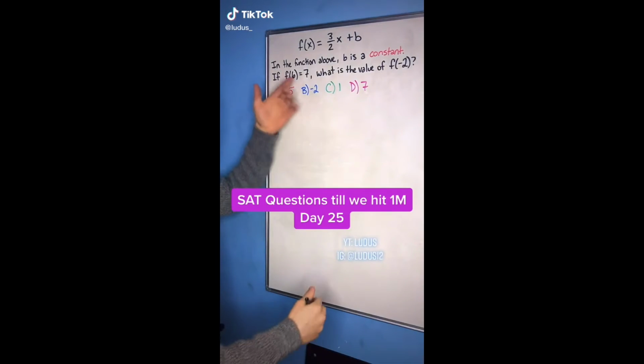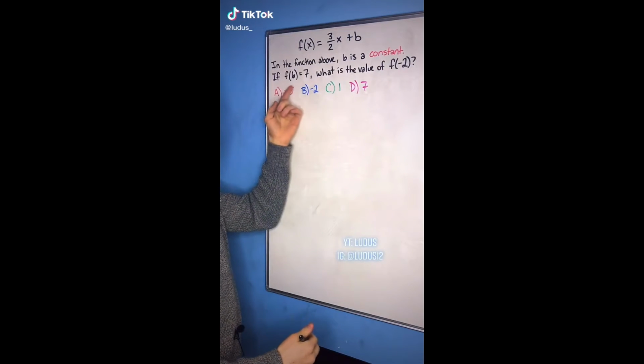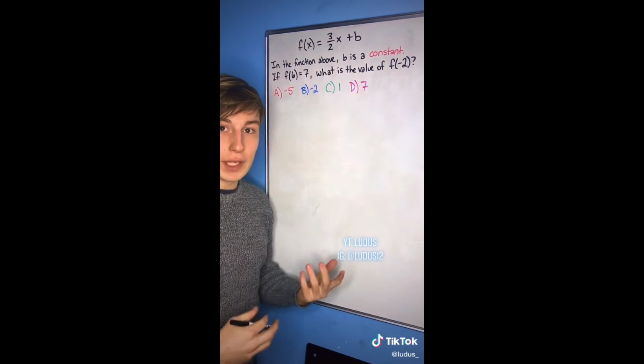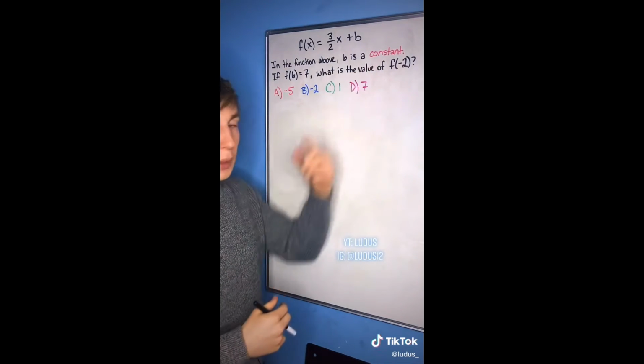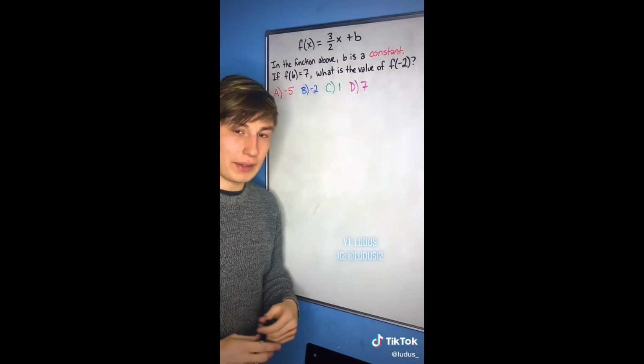This problem says in the function above, b is a constant. If f of 6 is 7, what's the value of f of negative 2? Now this problem alone isn't really that difficult, but a lot of people get tripped up at what a constant is, so let's talk about that.